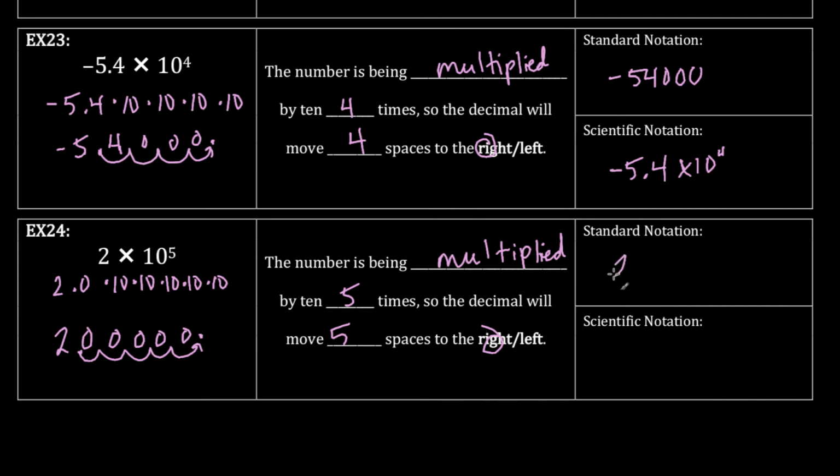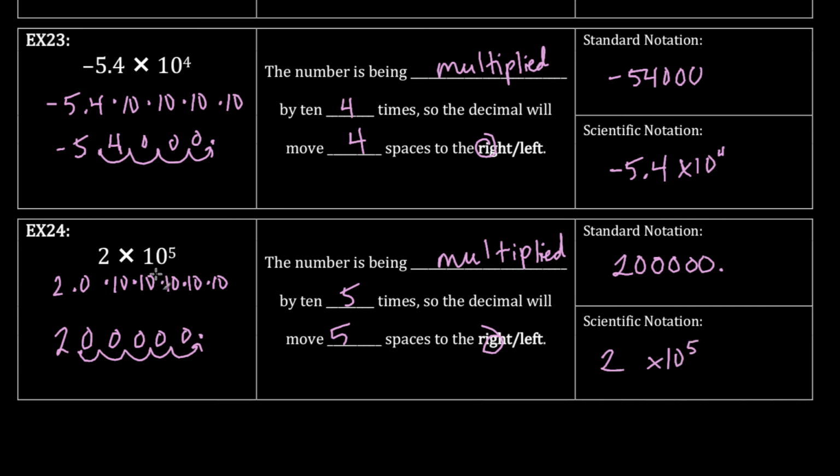So standard notation would be 2, 0, 0, 0, 0, 0, and we can put the decimal. So that is 200,000. In scientific notation, it's 2 times 10 to the fifth power.